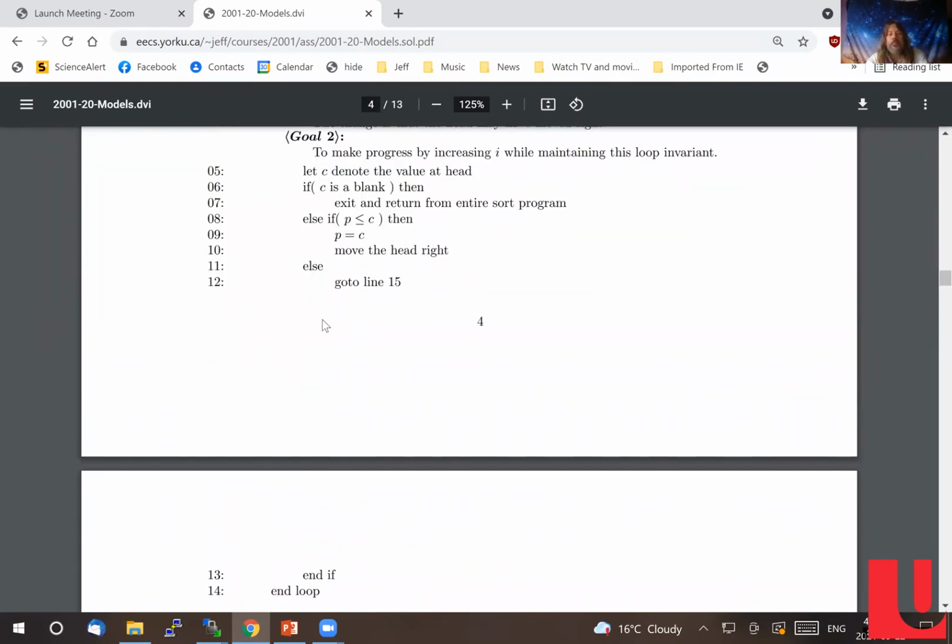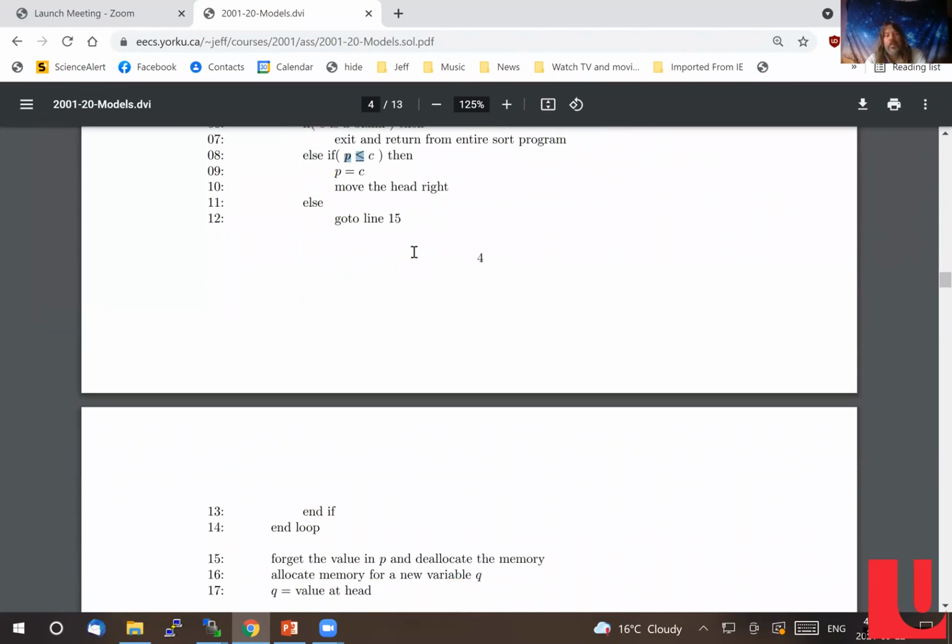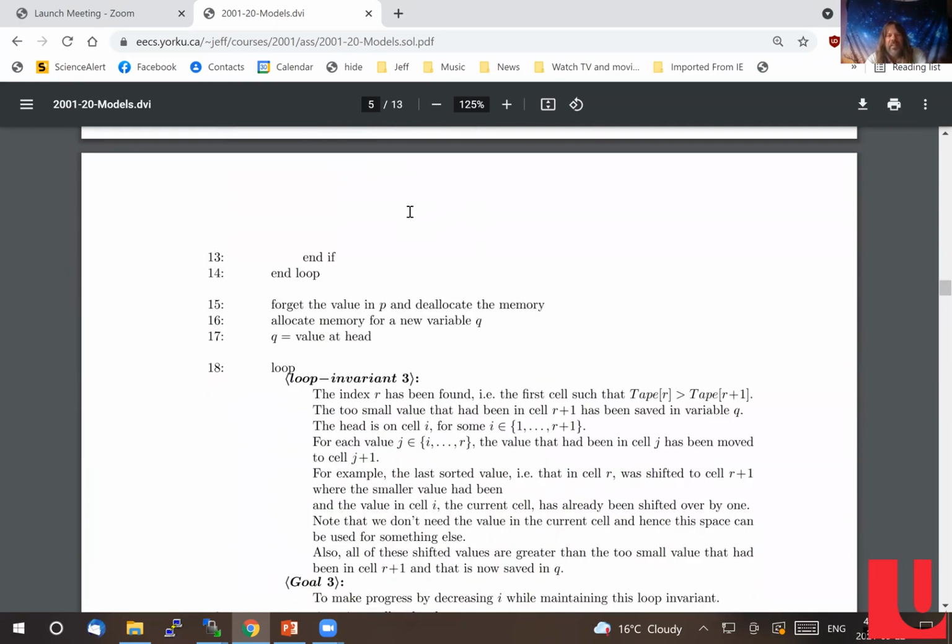Why? Because when do I go there? I go there if this is the case, then I'm going to move the head right. What I'm going to do, I'm going to change the value of P. So that helps me know how to change the state. And I know I'm going to move the head right. Can I keep going? Well, the reason I keep going is that I haven't used the value of the head.